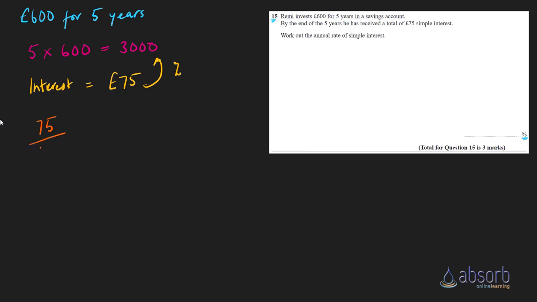75 as a fraction of 3,000 times 100 is going to give us 2.5%. So we can go ahead and write that in. 2.5% interest.